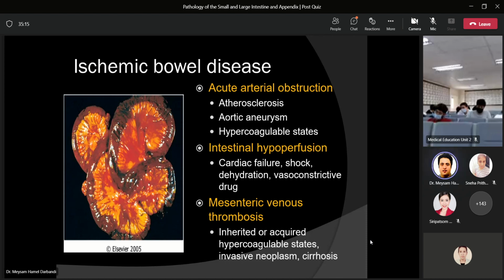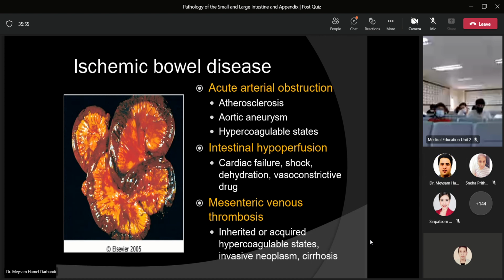So, Jasmine, can you stand up? Tell us what happens in cardiac failure that the patient develops ischemic bowel disease. Why do you think a cardiac failure patient will develop ischemic bowel disease? What is the job of the heart? Okay, if it has failed, can it pump? No. Can blood go to the circulation? No. If there is no blood in the blood vessel, what we call it is ischemia, right?